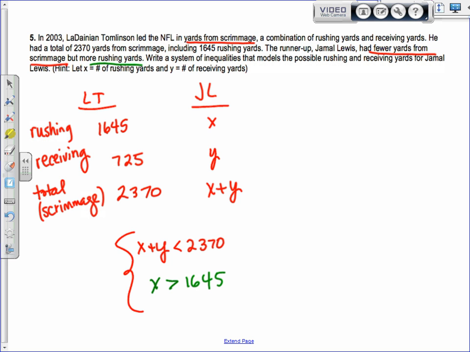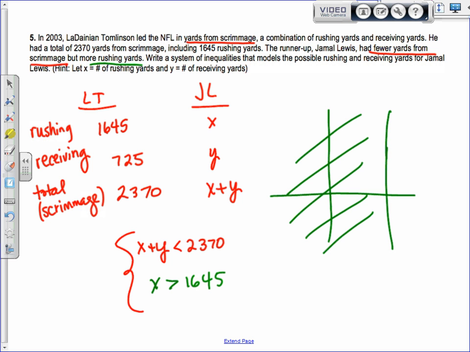This one I think is interesting because if you do graph it, X is greater than 1645 is going to be like here. And the other one ends up being a line that looks like this, so you're below that. So I was like, oh, but you also have the implied X is bigger than 0, Y is bigger than 0. And then I thought, oh, wait, you don't.